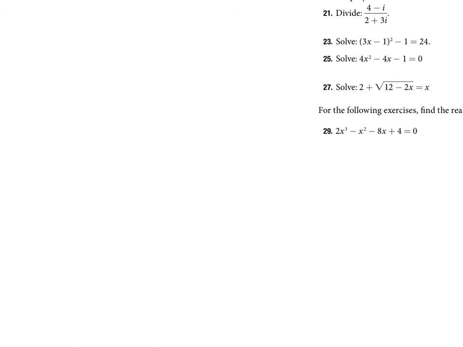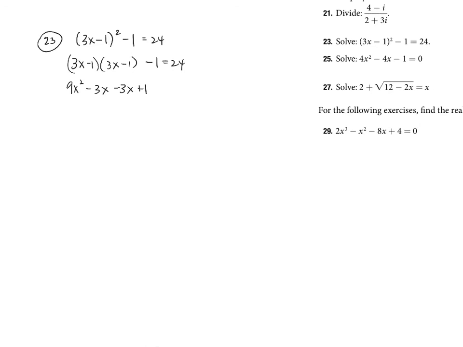Number 23. So solve. So we have 3x minus 1 squared minus 1 equals 24. So we need to FOIL that 3x minus 1 all the way out. So remember that looks like this. So when we distribute it all the way out, we get 9x squared minus 6x plus 1. That's all from the parentheses.